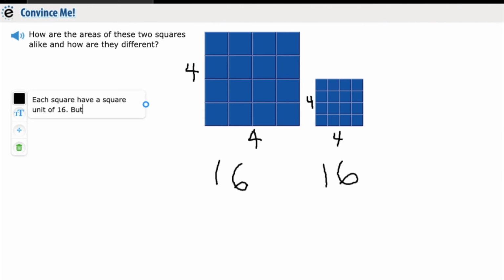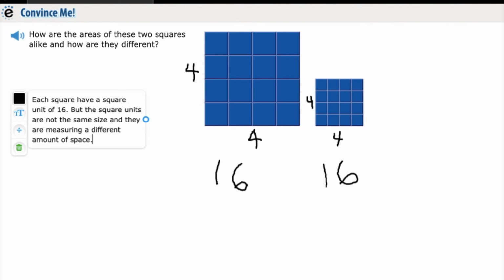But their differences, what do you notice that's different about them? One square has bigger square units, whereas this one has smaller square units. But the square units are not the same size, and they are measuring a different amount of space. Oops, space. Yay! Okay, so that's it for your Convince Me.